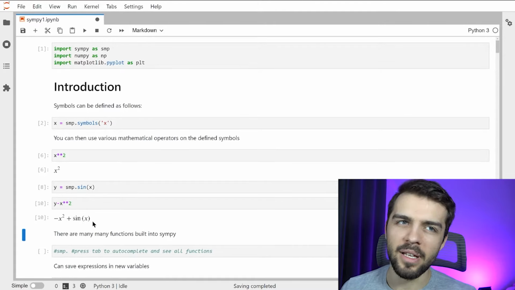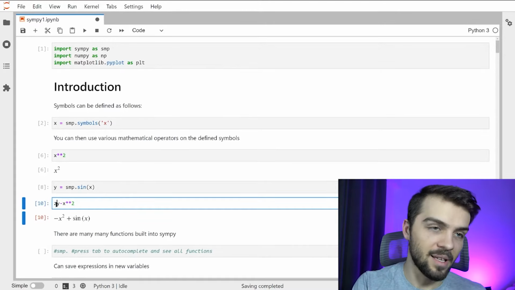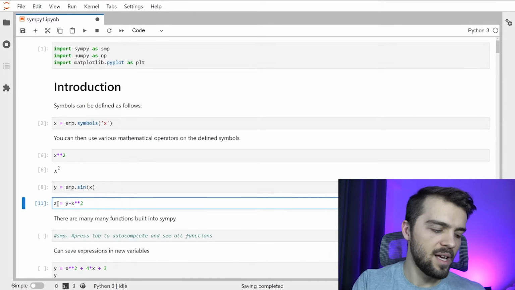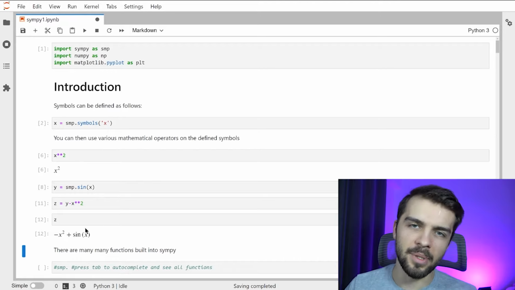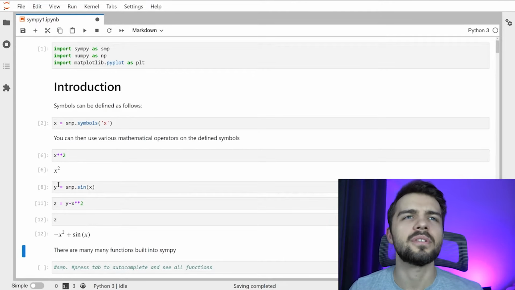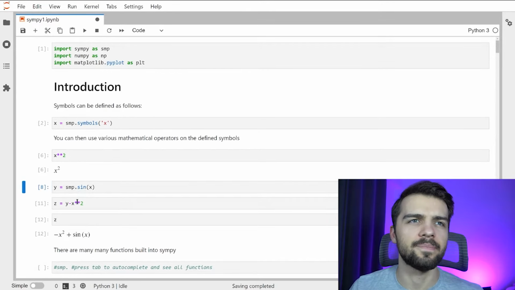So that's sort of how you play around with symbols in SymPy. And of course, I can then make this a new variable called z, and I can look at z, and it sort of saves the result there. So there's a lot of potential for building up variables, doing little things like this.